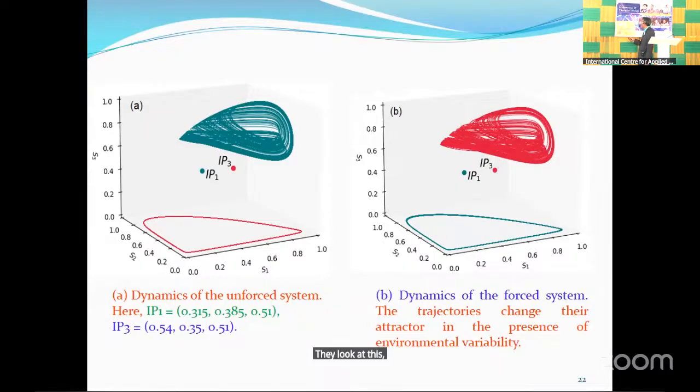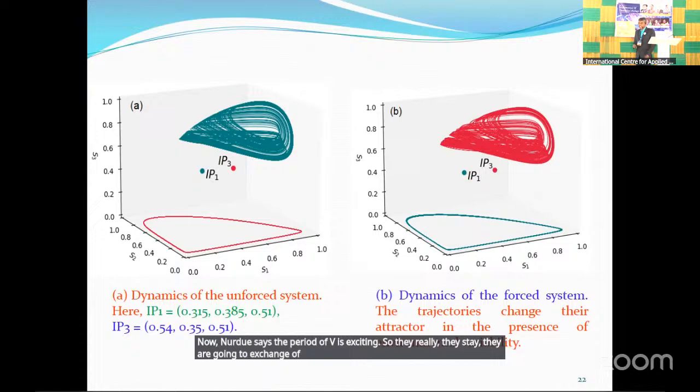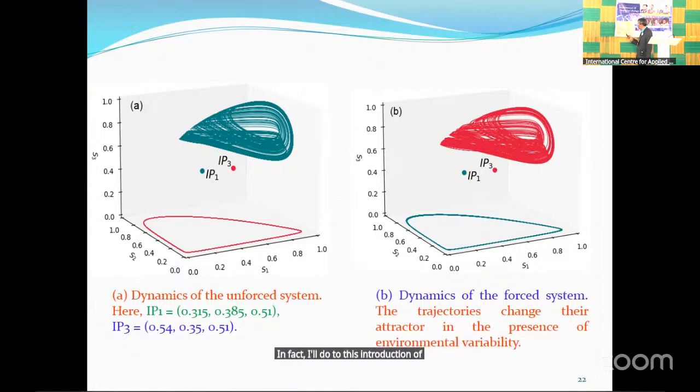Now, as I introduce periodicity, look at this. This red color initial value, IP3, which initially produced your chaotic attractor, produced your predator-free limit cycle. Now it produces the chaotic attractor. On the contrary, this IP1 produced this chaotic attractor, but in the presence of periodicity in the parameter r(t), it now produces the predator-free limit cycle. So there is an exchange of attractors due to the introduction of periodicity.